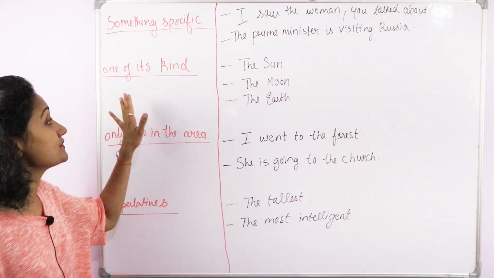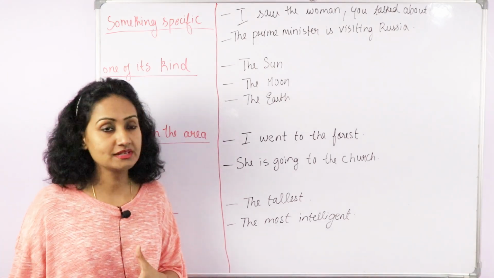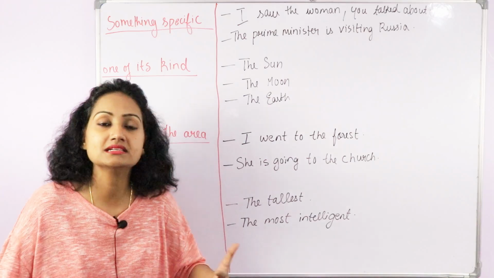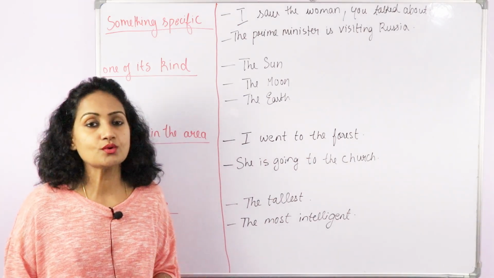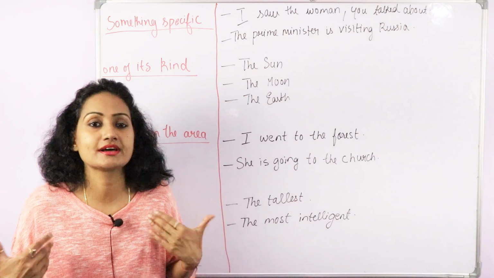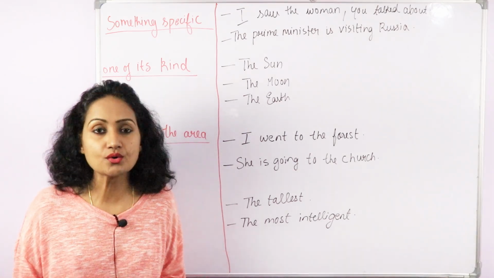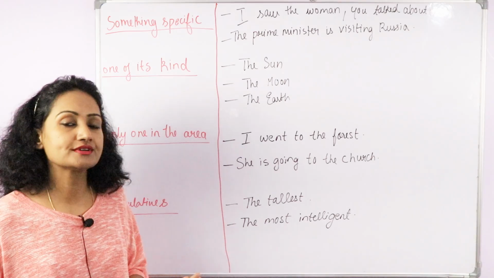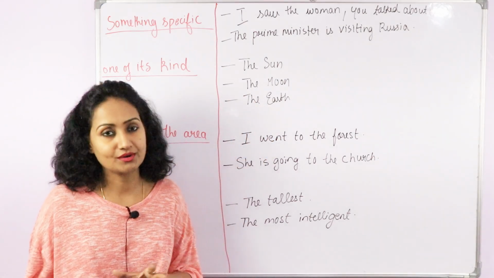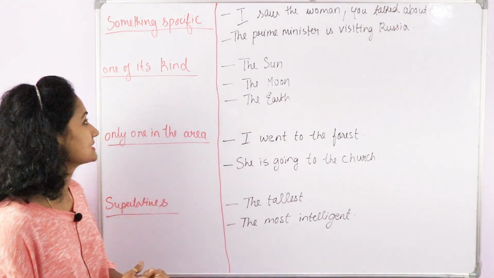Next is one of its kind. That means the sun, this is one of its kind. We don't have many suns. We only know one sun. There may be many in the galaxy, but we are not aware of that. We only know one sun. So one of its kind: the sun, the moon, the earth. Okay, so one of its kind.